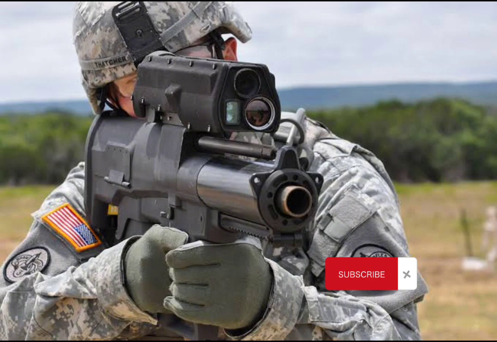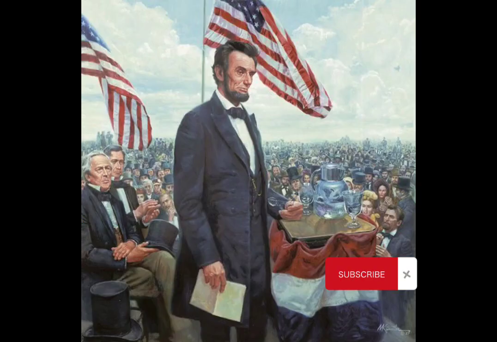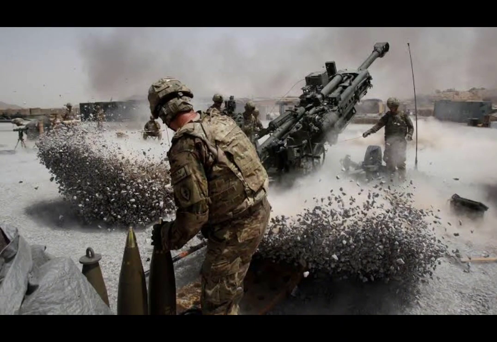Landmark legislation, including the Civil Rights Act of 1964 and the Voting Rights Act of 1965, aimed at promoting equality. The latter part of the 20th century witnessed social and cultural changes, from the counterculture movements of the 1960s to advancements in technology and the rise of the Internet.